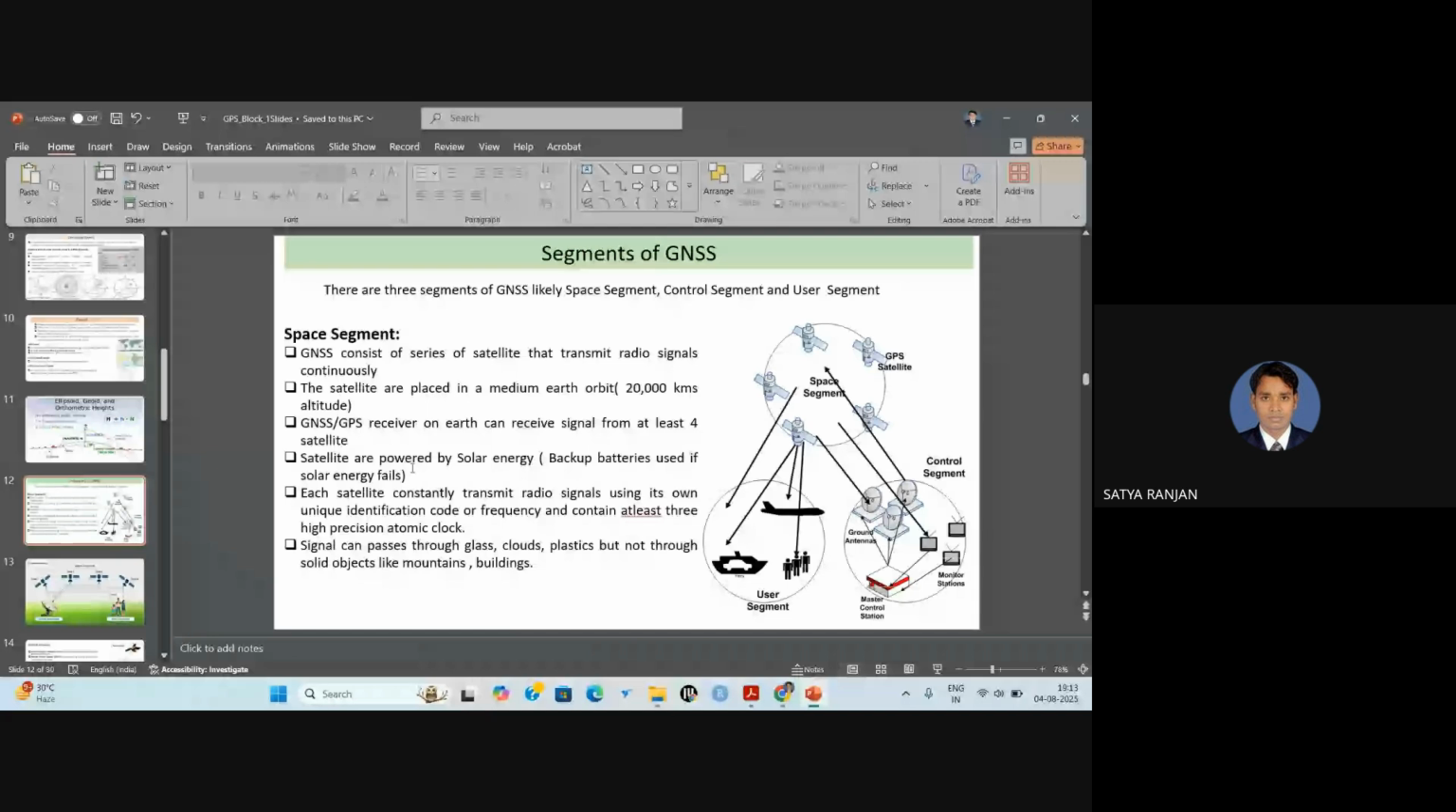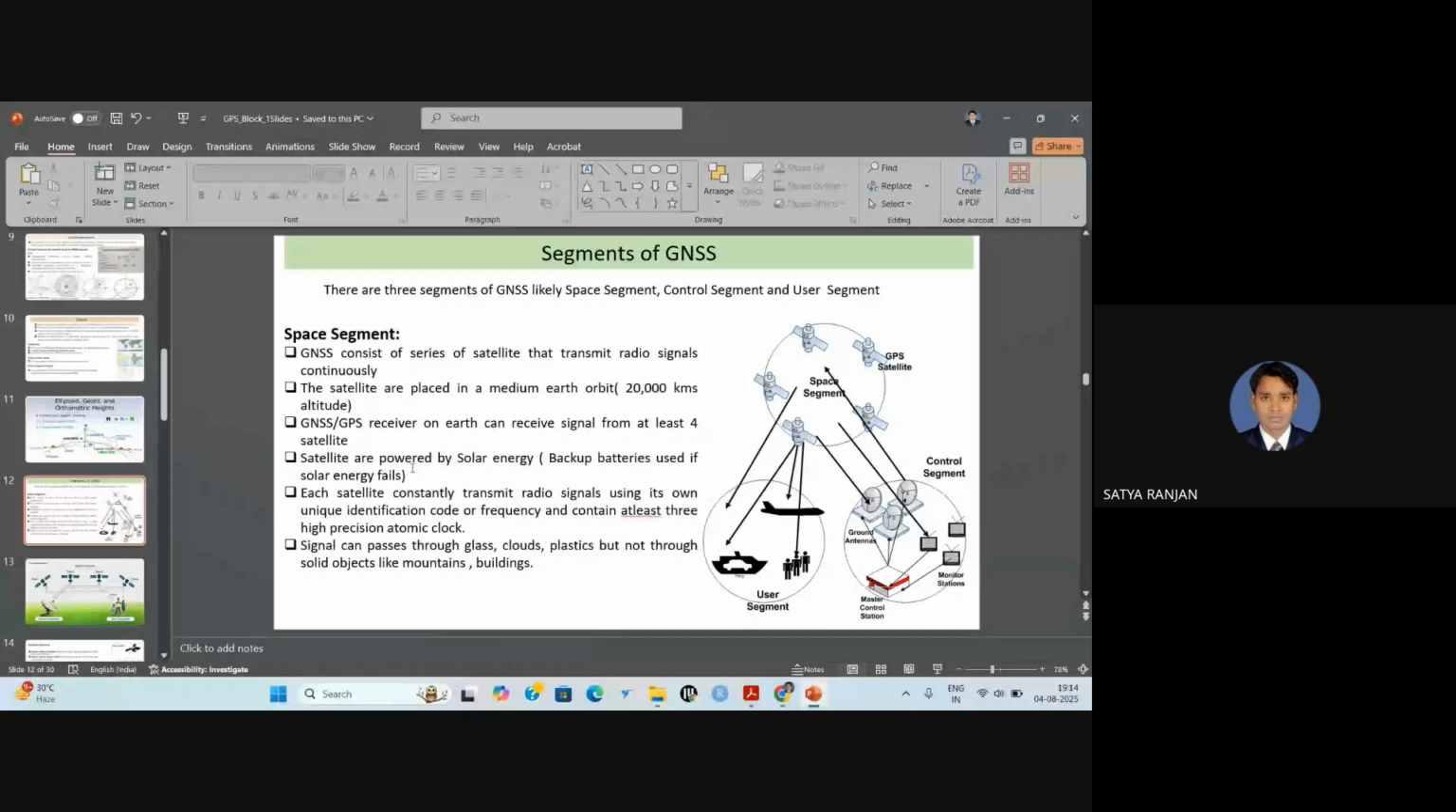That is also called radio wave signal that can pass through glass, clouds, plastics, but not through solid objects like mountains and buildings. So that's why sometimes when we are in field work or in urban areas, we cannot get accurate positional information, and we get a lot of errors.